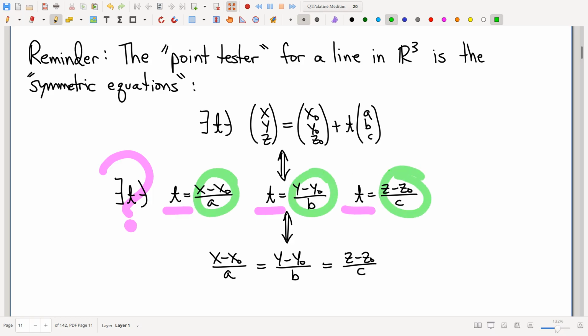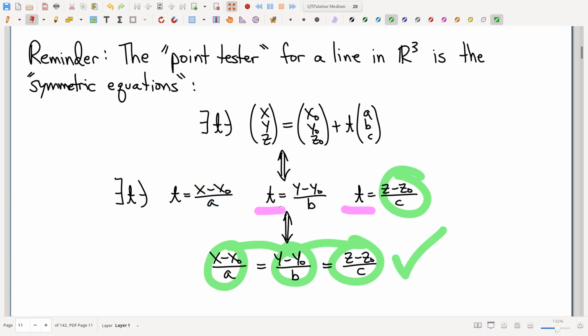Well, let's think about that for a second. How could there be a value of t that's equal to these 3 seemingly different things? One value of t equal to 3 different things is only possible if those 3 different things are equal to each other. And so that's your test. If those 3 things are equal to each other, then the value that they're all equal to is the t that produces that point. And if those 3 values are not all equal to each other, then there is no value of t that produces that point.